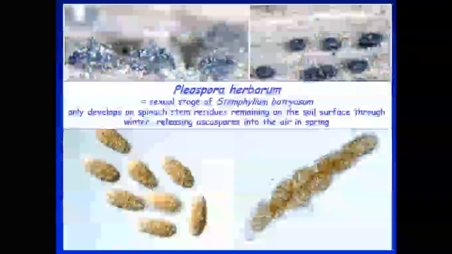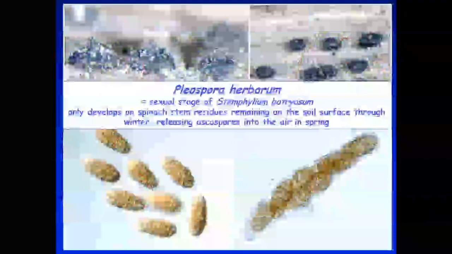And so if you don't incorporate your residues in the fall, okay, so unfortunately, this stage of the fungus has a different name, just to make it all confusing for you if you're not a taxonomist. Pleospora herbarum is the sexual stage of Stemphylium botryosum. It's the same fungus, but it is going through the sexual recombination stage. So each of those 8 ascospores that is produced is genetically different because it's going through meiosis. So you've got a complicated population genetically, which means also a good survival strategy for the fungus.